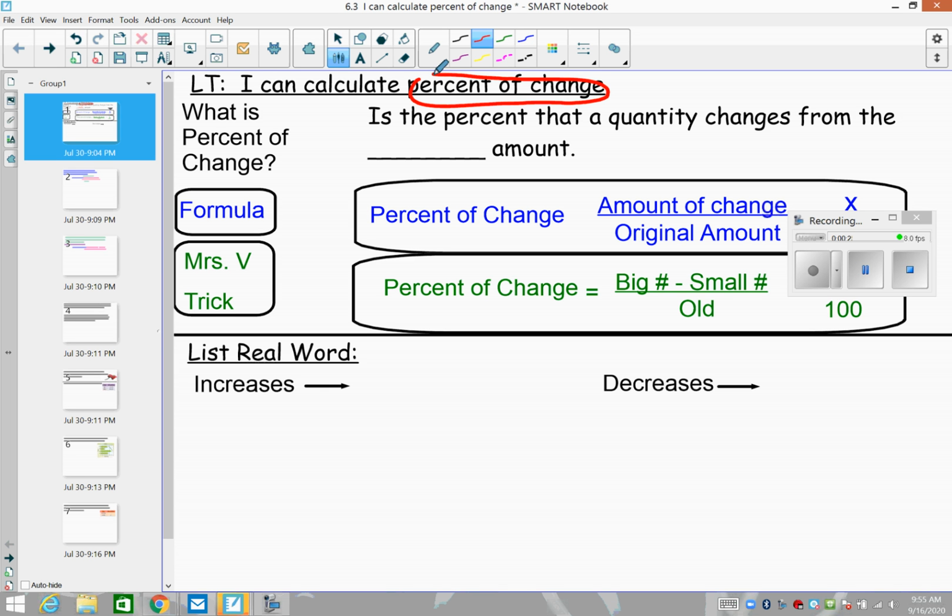If we threw out the idea of extra credit on a test and things like that, when people say 110%, that's not really realistic unless there's a change that occurred. So then you can have more than 100%. So let's dive in. So what is percent of change?